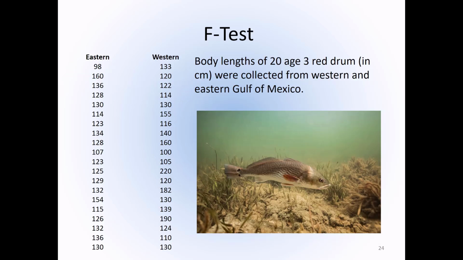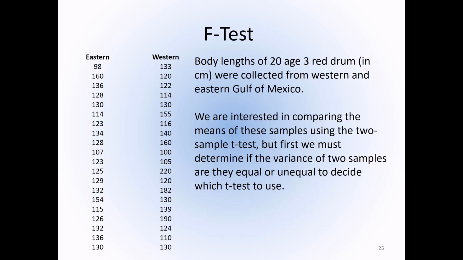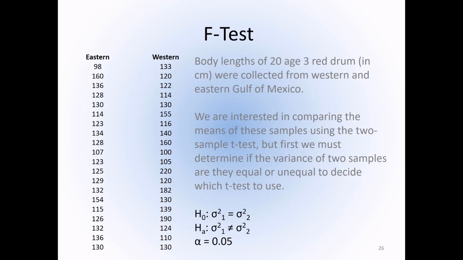So let's go through some examples to see how this F-test works. Let's say that we are looking at the lengths of different red drum across the eastern and western Gulf of Mexico. We want to know if their variances are equal or not because we're interested in conducting a two-sample t-test, but we're not sure which of those t-tests we're supposed to be using. So in order to do so, we need to conduct an F-test. So our null hypothesis is that the two variances will be equal, and again our alternative hypothesis is that these variances are not equal.